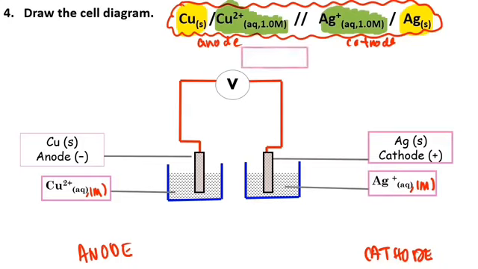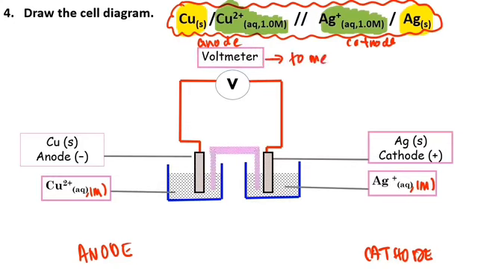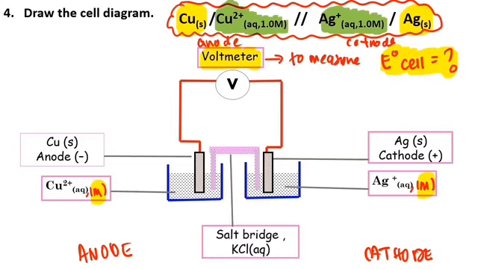So the voltmeter here is used to measure the E0 cell value. Okay, voltmeter reading refers to the standard cell potential. Okay, take note. The voltmeter reading here refers to the value of E0 cell ataupun standard cell potential value. Kenapa standard cell potential? Sebab kita gunakan concentration at standard condition 1 molar. Okay? And then kena labelkan salt bridge used. Salt bridge used for this case is KCl aqueous.